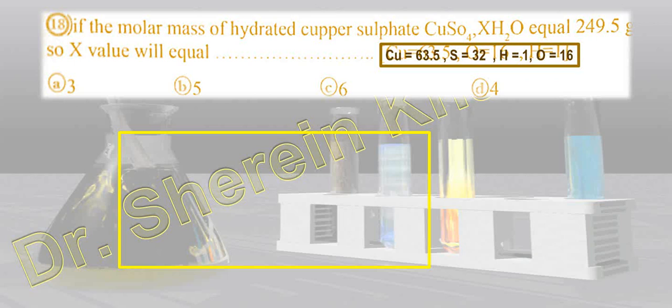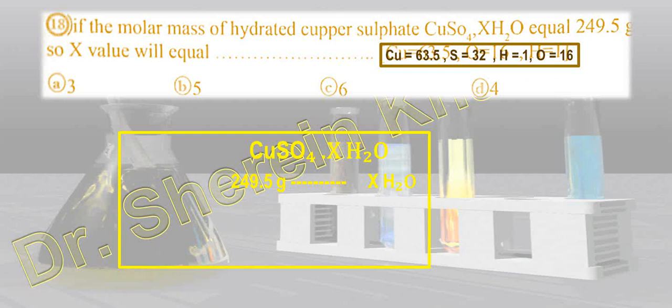Question 18 says that if the molar mass of hydrated copper sulfate CuSO4 dot XH2O equals 249.5 gram, what will the X value equal? We have the atomic mass of copper 63.5, sulfur 32, hydrogen 1, and oxygen 16. Starting first, we will take copper sulfate CuSO4 dot XH2O. We have the total molar mass including X.